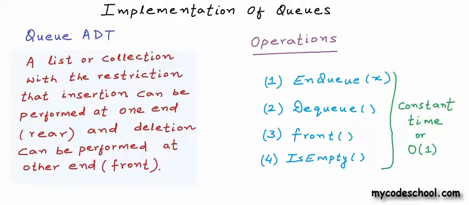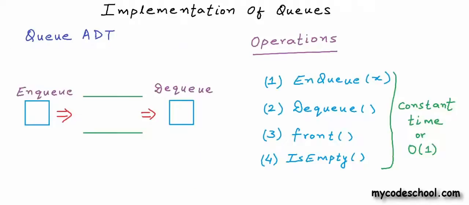I will do a quick recap of what we have discussed so far. A queue is a list or collection with this constraint that insertion can be performed at one end, that we call the rear of queue or tail of queue, and deletion can be performed at the other end, that we call the front of queue or the head of queue. An insertion in queue is called enqueue operation. A deletion is called dequeue operation.